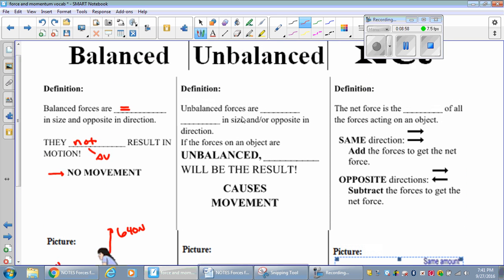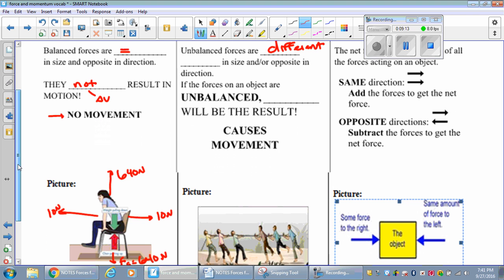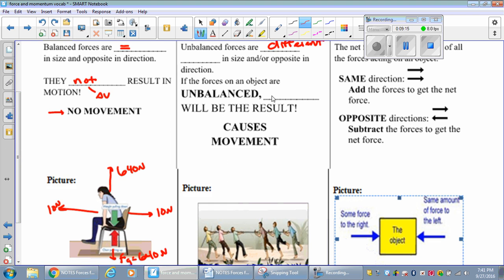Unbalanced forces are different in size and opposite in direction. If the forces on an object are unbalanced, a change in motion will result. A change in motion, or acceleration, right? Acceleration will result. Okay? So let's look at the example here.